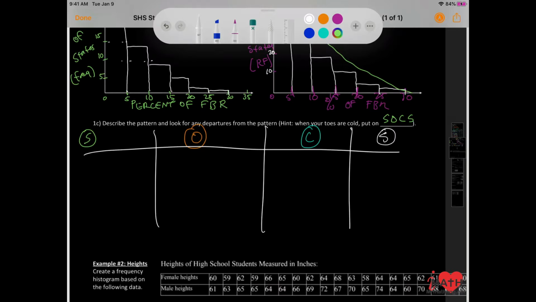All right, go ahead and pause the video and see if you can fill that out based on the graph of the histogram. Think of the vocab words we've used before.